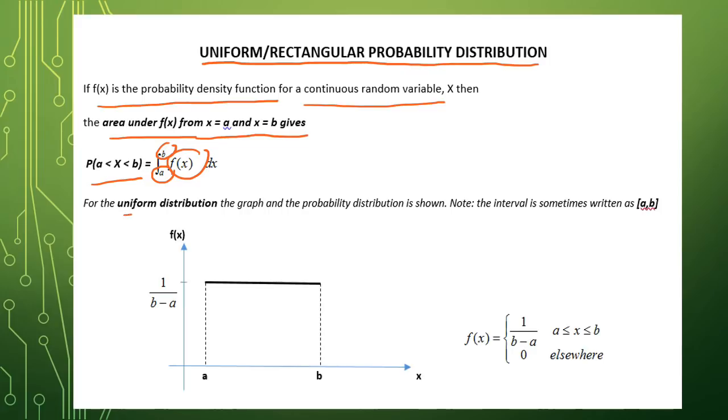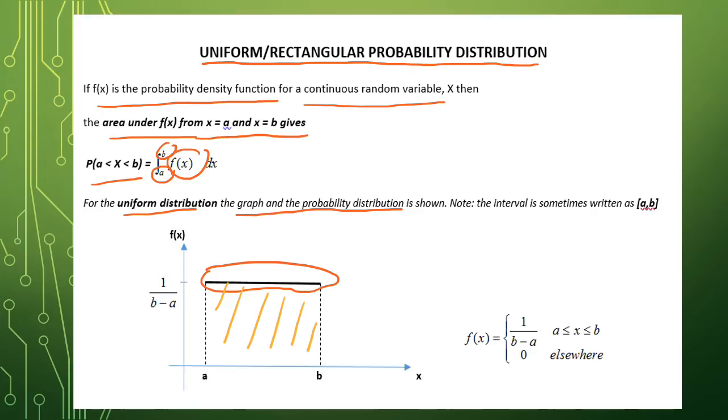Okay, why is this called uniform distribution? You can see the connection between the graph and the distribution itself. Please take note that for uniform distribution, it will be a horizontal line like this. That is why it's called uniform distribution. And why is it called rectangular distribution? It is called rectangular distribution because you can see the area under the line is of the shape of a rectangle.